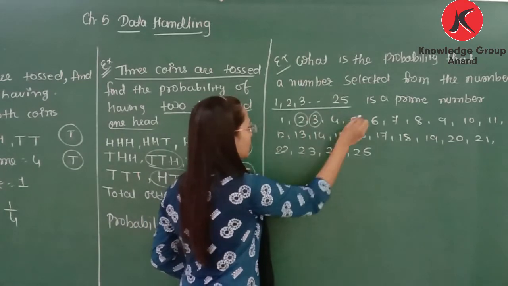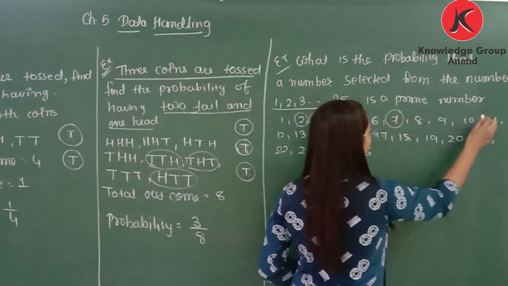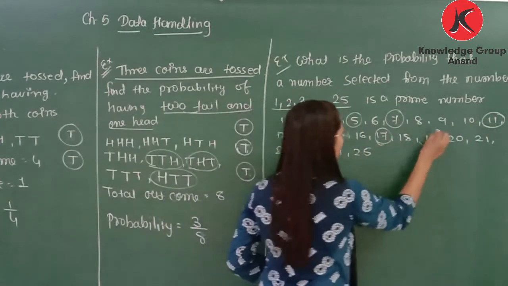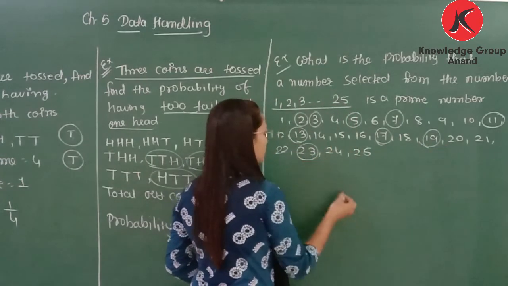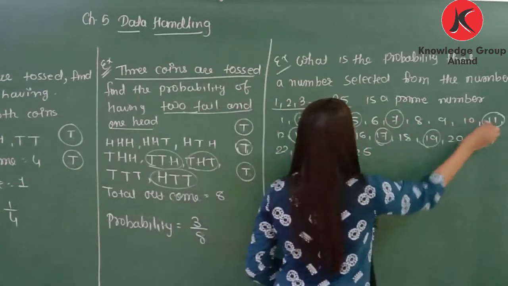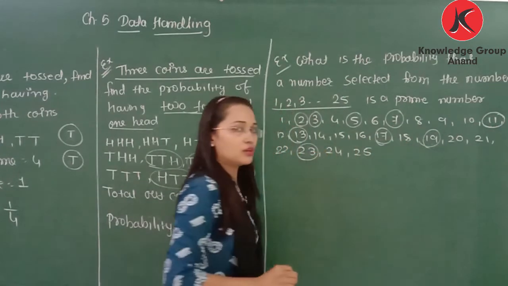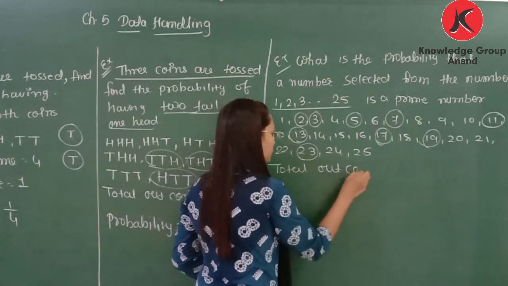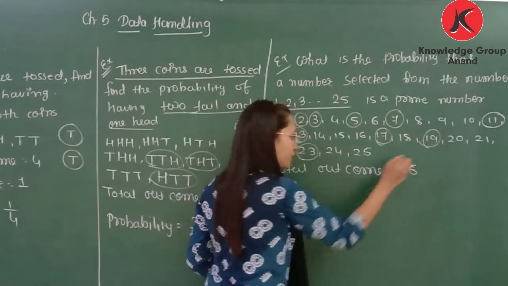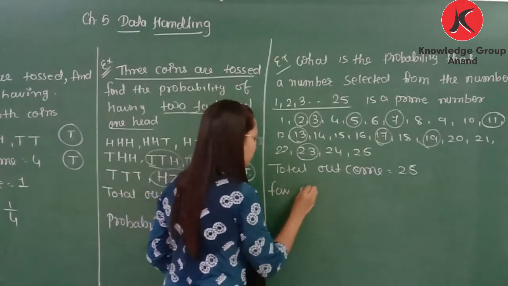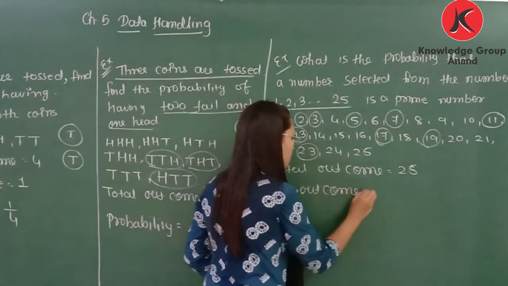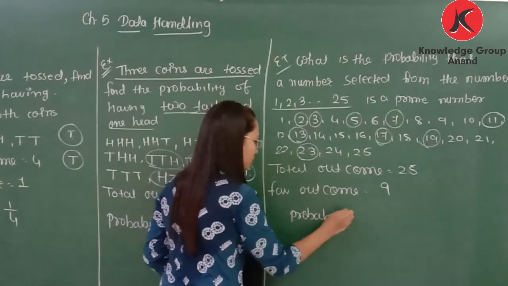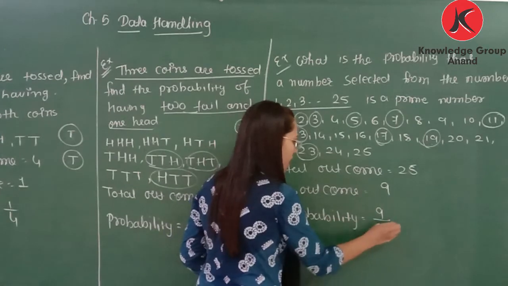2 is prime, 3, 5, 7, 11, 13, 17, 19, 23. So 1, 2, 3, 4, 5, 6, 7, 8 and 9. So we can write total outcome is 25, and from that favorable outcome is 9. So probability is 9 by 25.